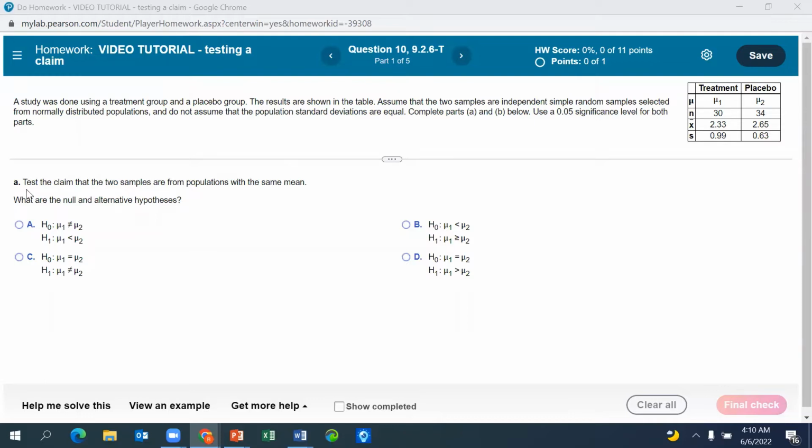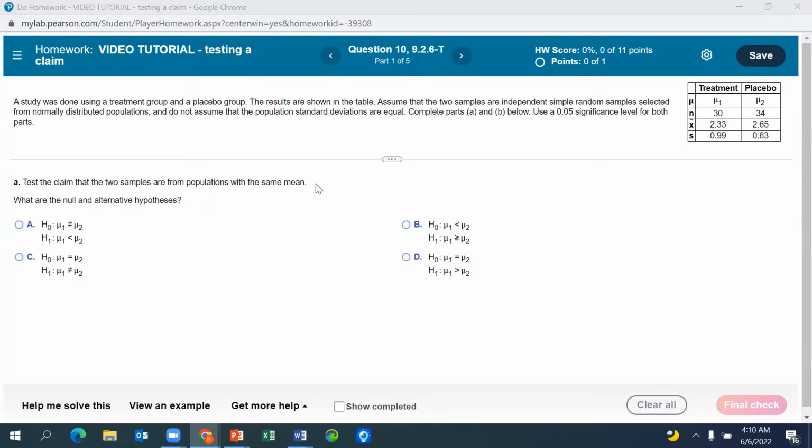And part A, they want us to test a claim that the two samples are from populations with the same mean. So the populations have the same mean, meaning mu1 must be equal to mu2. That would be the claim.